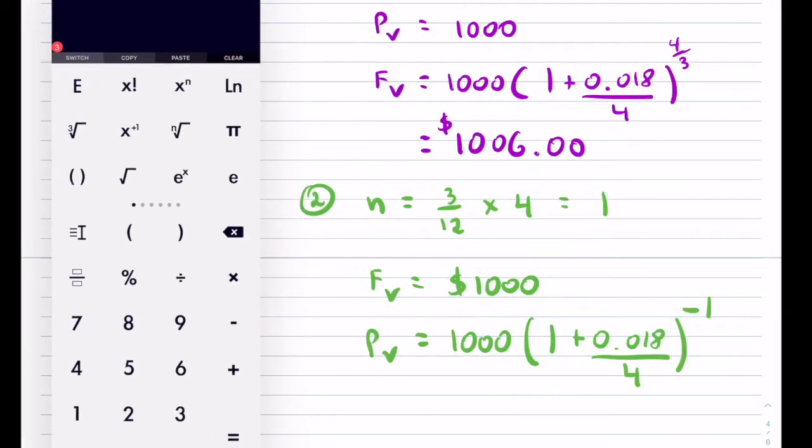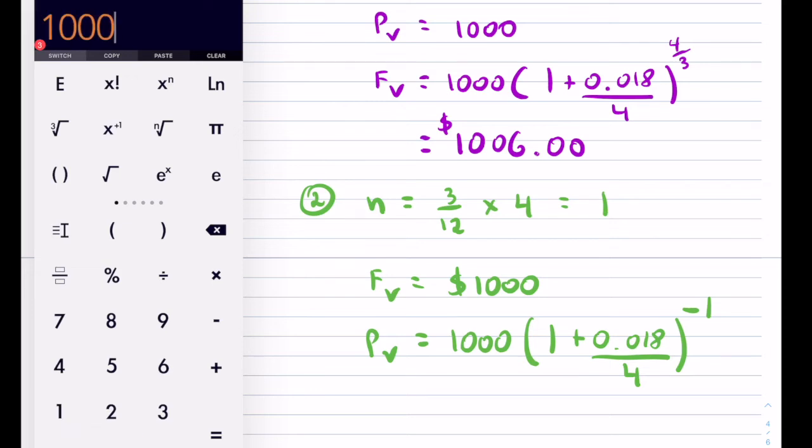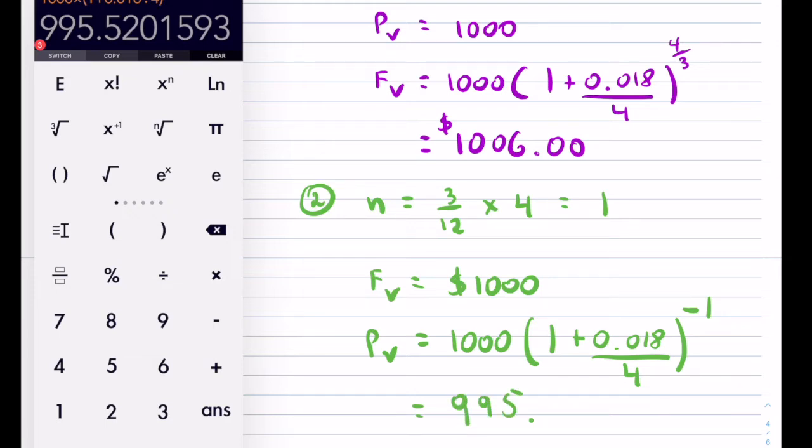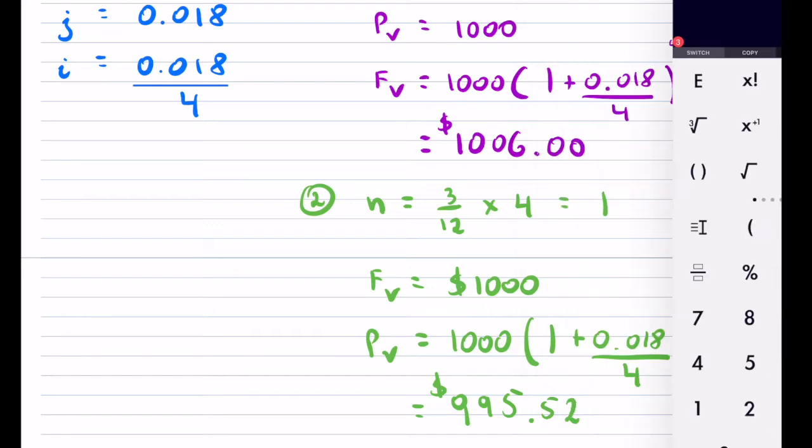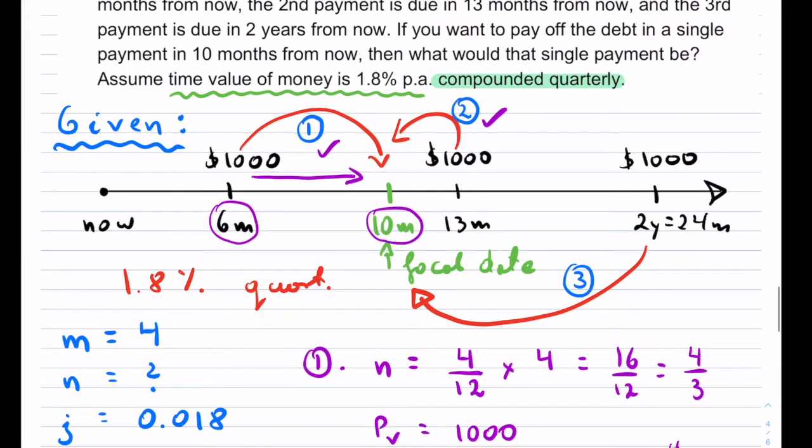So if you do that, what we have is 1,000 times, I'll open bracket, 1 plus 0.018 divided by 4, close the bracket, to the exponent. Now don't forget it's negative, in this case it's just negative 1. So it equals, and it should be less because you're bringing money back. So again, I'm going to round it to the penny. So this is what we have. That's for number two.